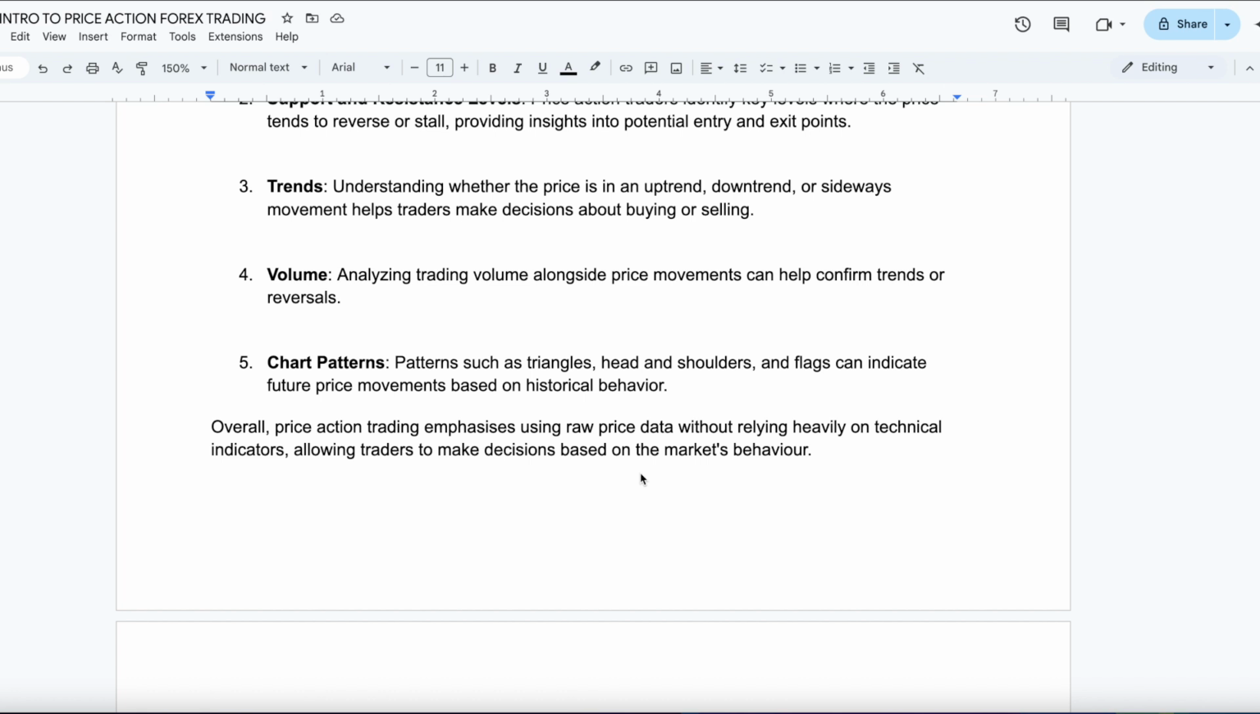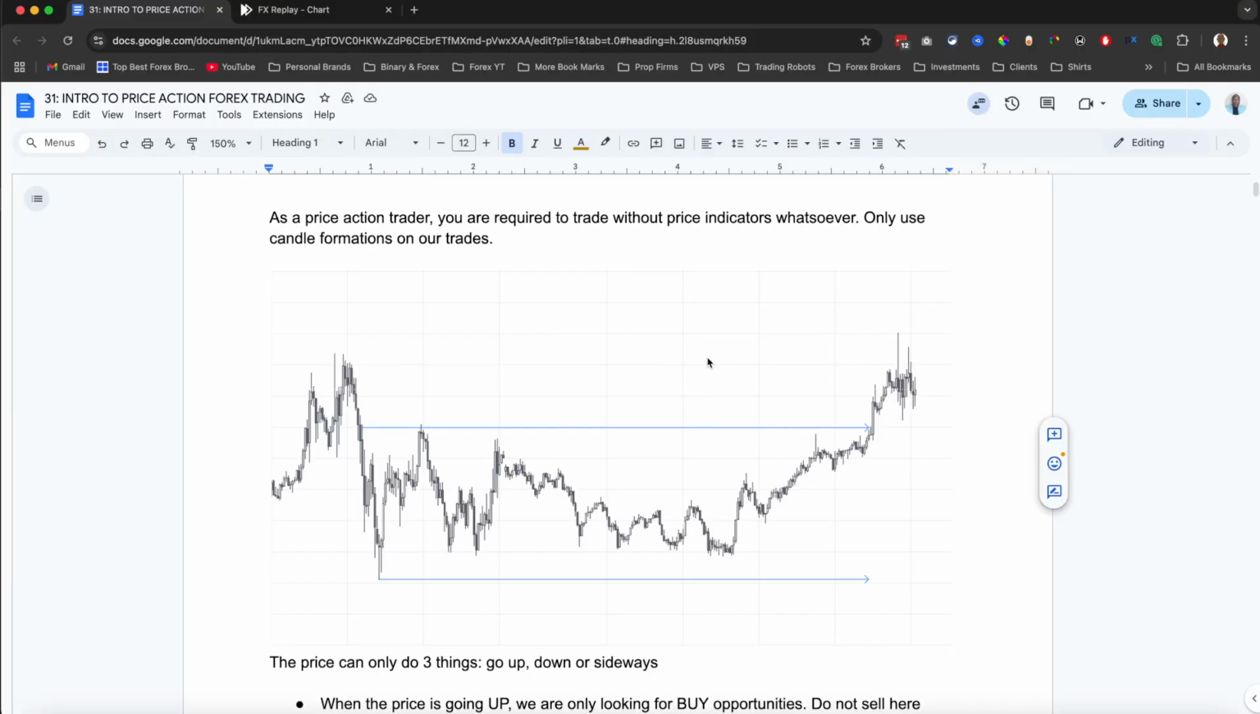When we are using price action, we are not going to use any other technical indicators that you see around that make the chart dirty. So we are going to use just simple methods, okay? Forex trading is simple, and use the simplest method possible for you to understand the market. So in this video, I'm going to show you what those are and how you can use the minimal patterns without technical indicators to make your trading decisions. As a price action trader, you're required to trade without indicators whatsoever.